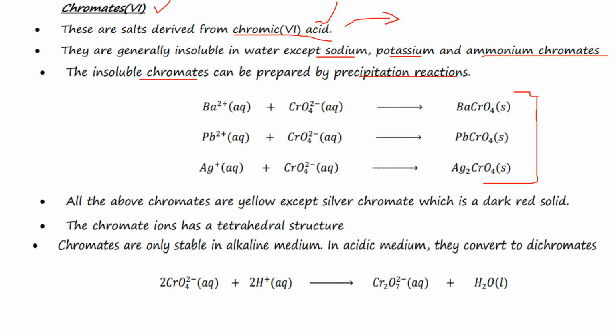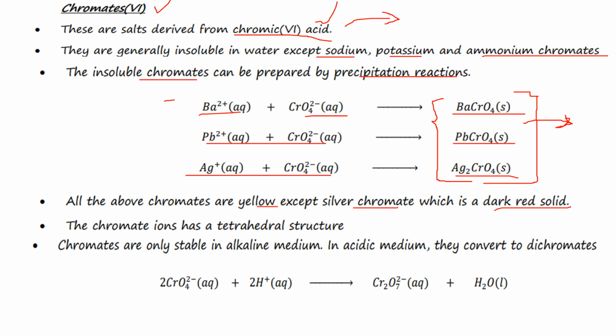And we use all these salts under a topic of solubility product under ionic equilibrium, which is also a full topic which was discussed on this channel. So barium reacts with chromate to form barium chromate(VI). The same applies to lead, forming lead chromate. The same applies to silver, forming silver chromate(VI) solid. They are all precipitates. All the above chromates are yellow except the silver chromate, which is a dark red solid.